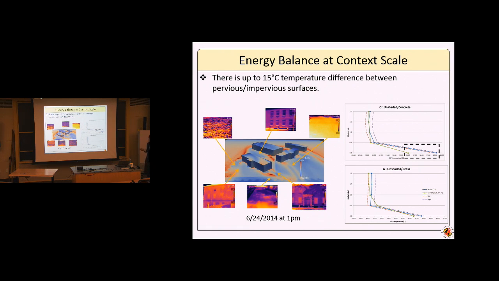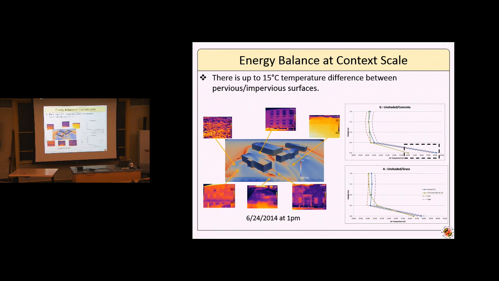A couple of things are interesting. It's difficult to see in the images here, but if you look at the legend, we do see up to 15% temperature difference on the surfaces, depending on if we're looking at the shaded versus unshaded, and if you're looking at the pervious versus impervious surfaces. The other thing, these could serve as boundary conditions and validation for our airflow modeling.